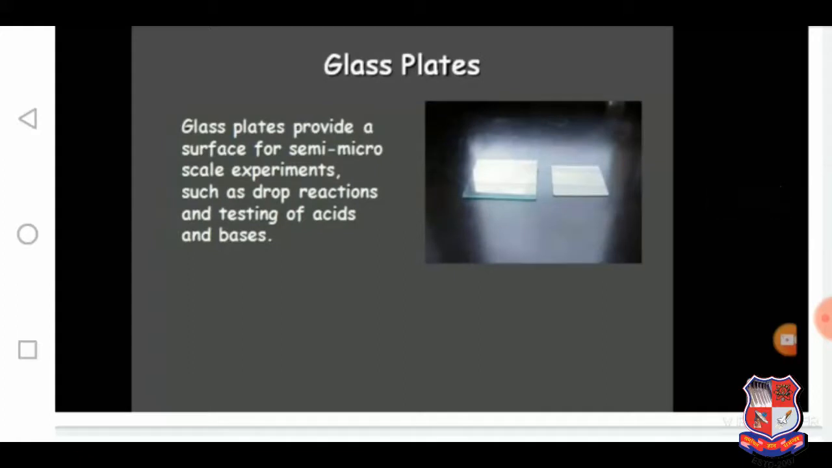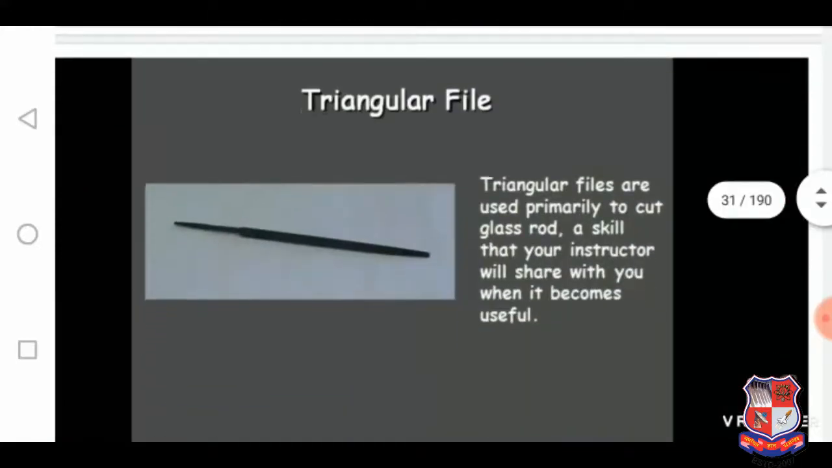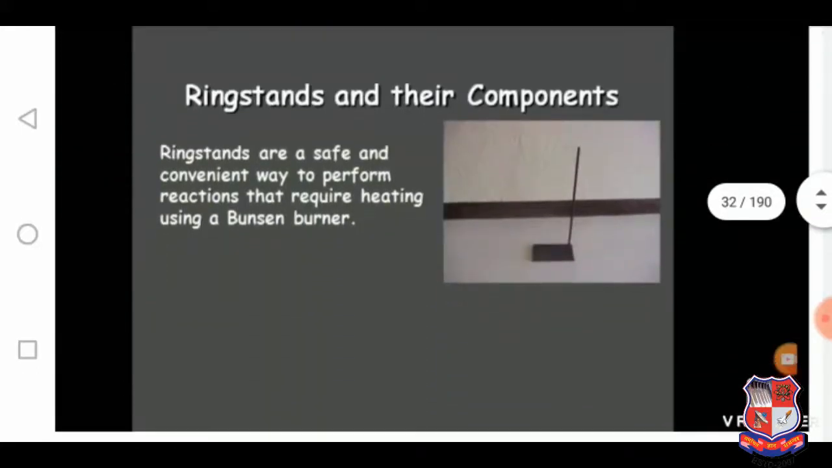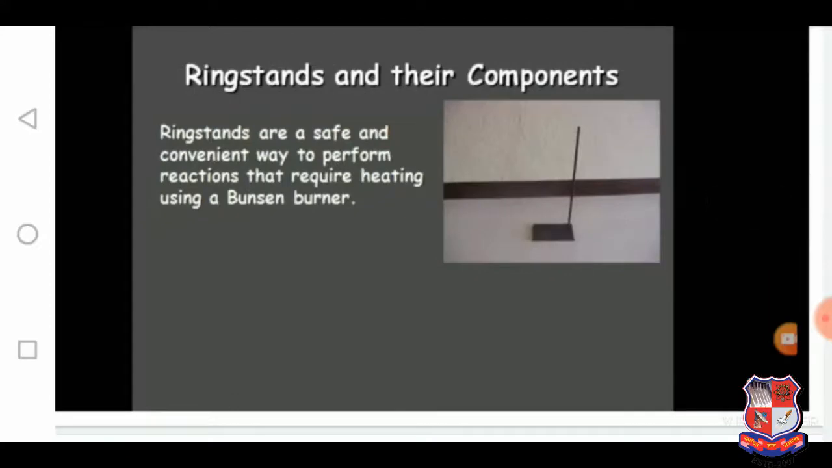Glass plates are used to provide a surface for semi-microscale experiments such as drop reactions and testing of acids and bases. Triangular file is used primarily to cut a glass rod, a skill that your instructor will share with you when it becomes useful. Ring stands and their components are a safe and convenient way to perform reactions that require heating using a Bunsen burner.